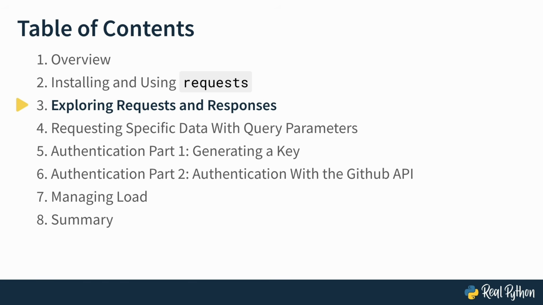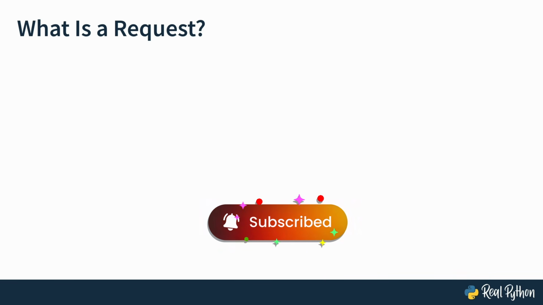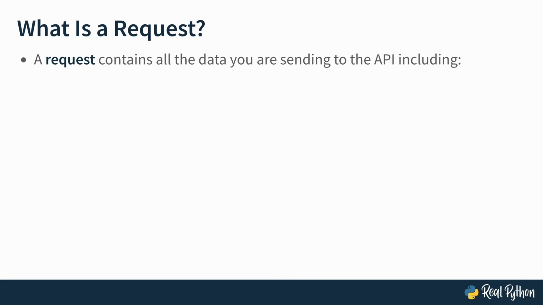Exploring requests and responses. So, you've made a request and you've received a response from the server, but what are those two things? A request contains all the data you want to send to the API, including the URL you want to send your request to, the type of request you want to make. In the previous example, you were making a GET request, but there are others, and headers, which you will learn about shortly.